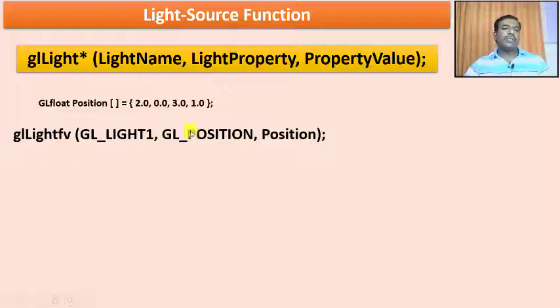Just an example function that I can call: I'm going to have position, with 4 values now. That is 2 in the x-axis, 0 in the y-axis, 3 in the z-axis, and 1 will make this light a distant light. I just want only the directional light, and so I'm giving this as 1, and I'm using the light name GL_LIGHT1. I'm using the second light source, and the second parameter is that I want to set a position, hence I'm using GL_POSITION, and I'm going to pass the position where the light should be positioned.